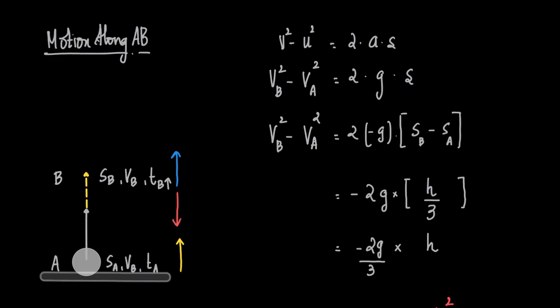What is V? Final velocity VB. U is the initial velocity VA. A is again minus G. VB square minus VA square is 2 into minus G into S. What is S? S is the displacement, which is final position minus initial position, which is SB minus SA. And what is SB minus SA? It is this distance or this height AB, which is h by 3. So we have VB squared minus VA squared is minus 2G into h by 3.